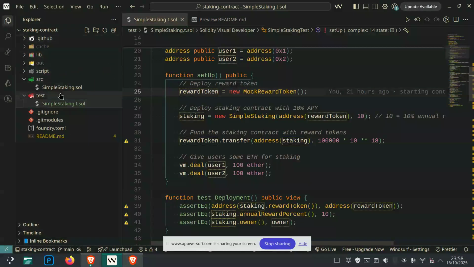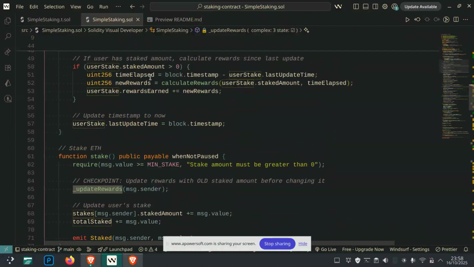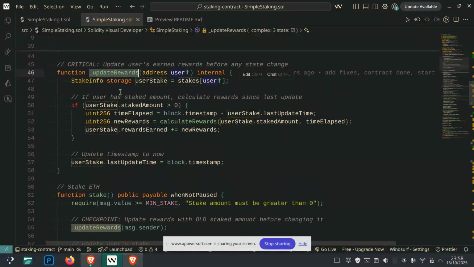This is the test file. We need the original file. So first I want to stake. Okay, we will go to update rewards right now.